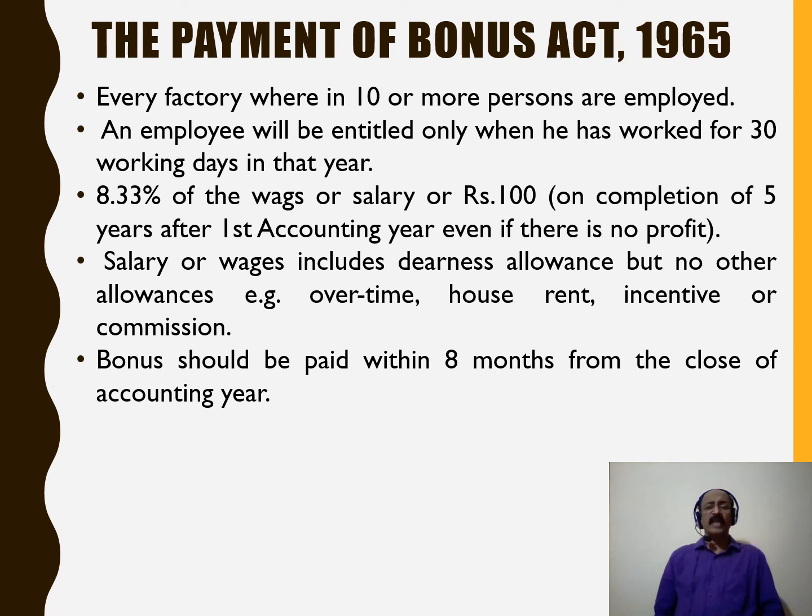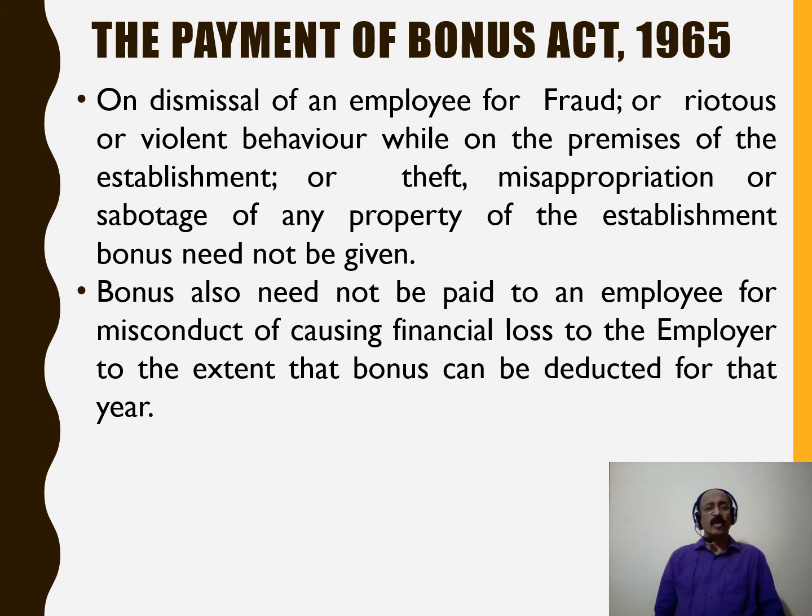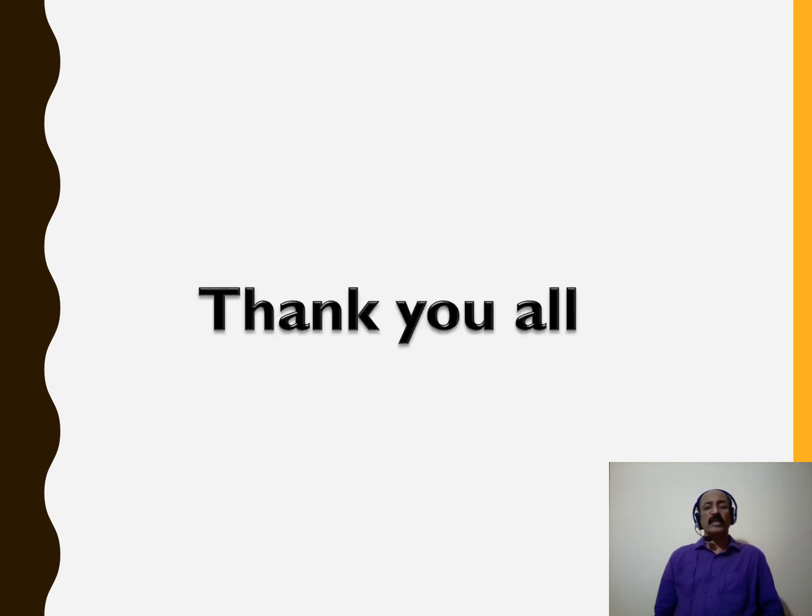Bonus should be paid within 8 months. That means every year, within 8 months, bonus has to be paid for that particular accounting year. Whether the company is in profit or loss, it doesn't matter. On dismissal for fraud, you need not pay the bonus, especially in cases of fraud, riotous or violent behavior, theft, misappropriation, sabotage. Bonus also need not be paid to an employee for misconduct or causing financial loss to the employer. So this is the Payment of Bonus Act 1965.